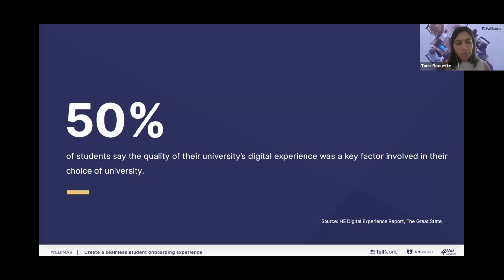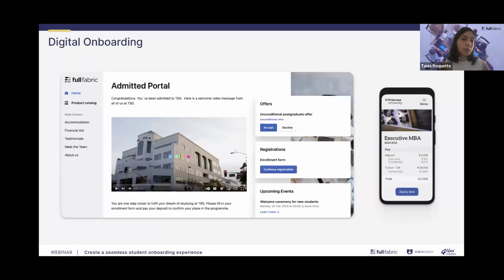So when it comes to digital onboarding, and I completely agree with Sean, we see universities using multiple tools, and particularly if there's no integration, there's no insight and it becomes very difficult. So at Full Fabric, the next slide shows you a little bit of an idea of what we recommend in terms of digital onboarding.